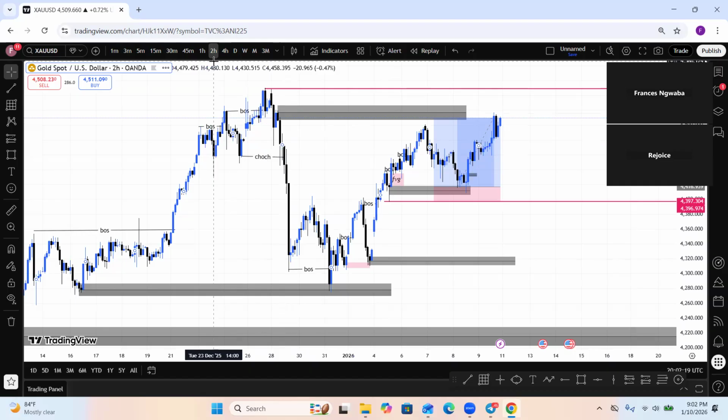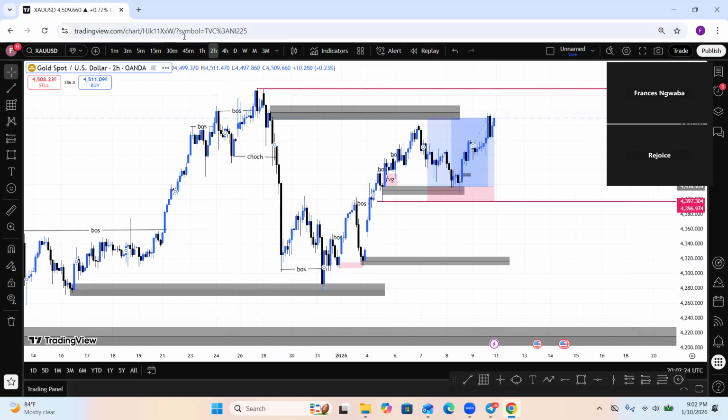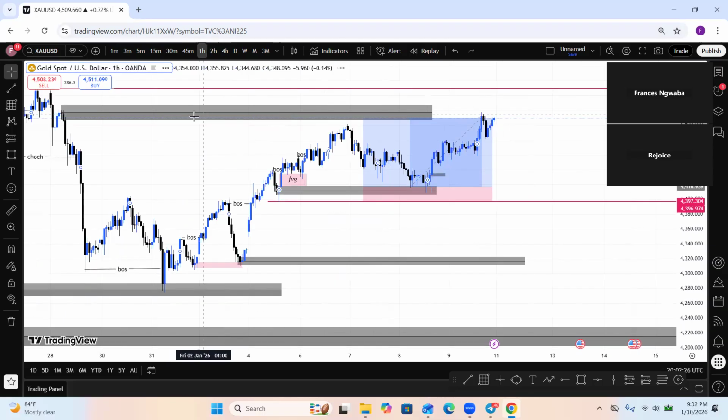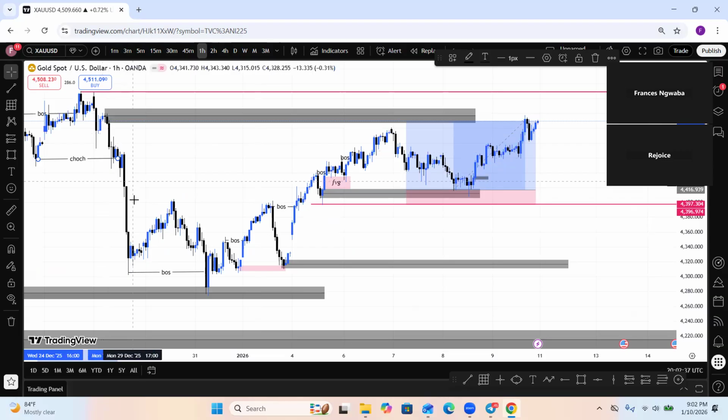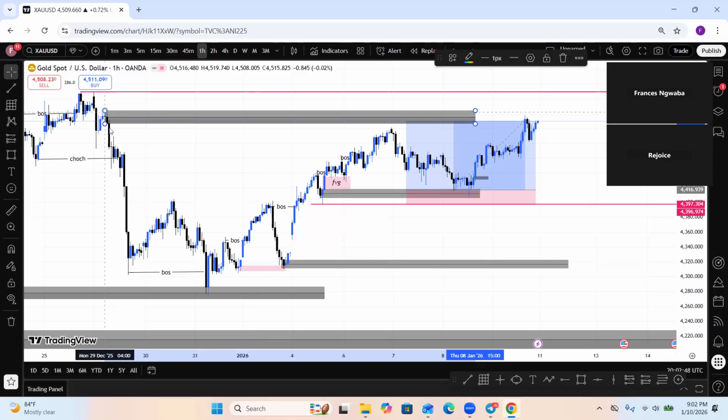Just practice. So now, at this level, let's use 1 hour so we can see it very well. We have a change of character, right? And I map this tiny candlestick as my order block because it is the last candle before the impulsive movement that changed character, that broke the structure. This last tiny candlestick here is the last candlestick before the impulsive movement that broke the structure. And what happened?